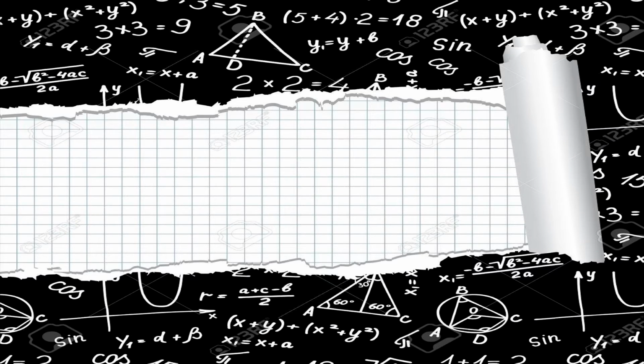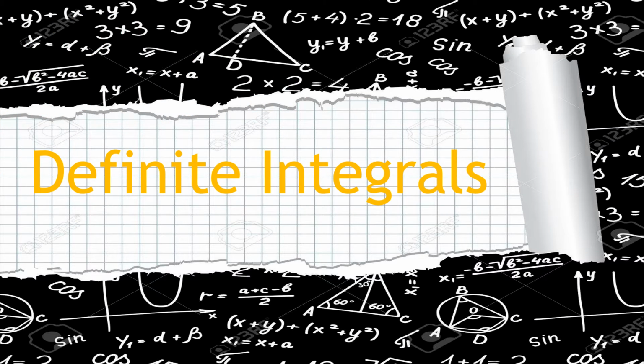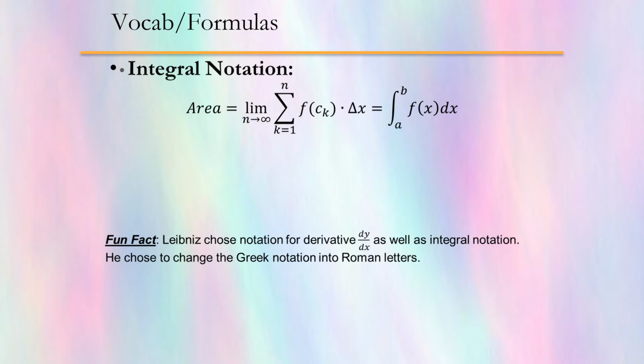Hello everyone. In today's topic, we are going to talk about definite integrals. So area is equal to the limit of the summation of f of c sub k times delta x, from k equals 1 to n, where n approaches infinity, which is equal to the integral of f of x dx from a to b.